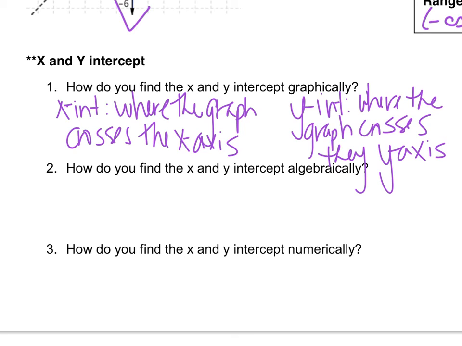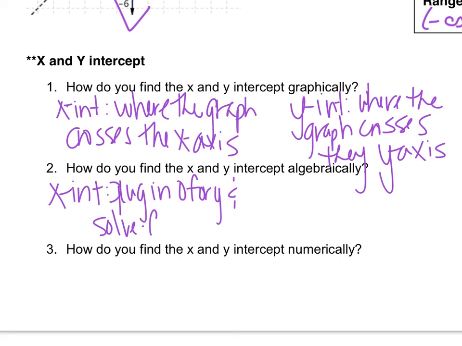Okay. But then how do you find x and y intercept algebraically? So if you think about it, for the x-intercept, it's on the x-axis, and no matter where you go on the x-axis, the y value is always going to be 0. So you plug in 0 for y, and you solve for x. Okay? And you should always write your intercepts as points, so whatever the x value is, comma 0.